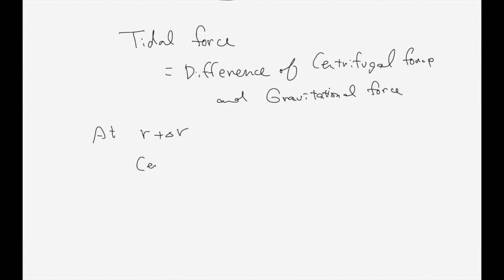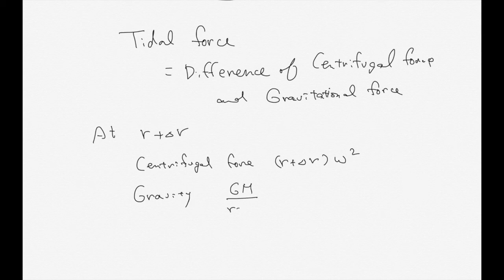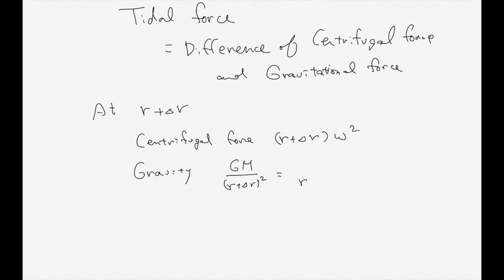Then centrifugal force is expressed as (r plus delta r) omega squared. And gravity is expressed as G m over (r plus delta r) squared. So this equation is expressed as G m over r squared times (1 plus delta r over r) to the minus 2. Okay, this is a negative sign, so be careful about this negative sign. This is a positive sign.